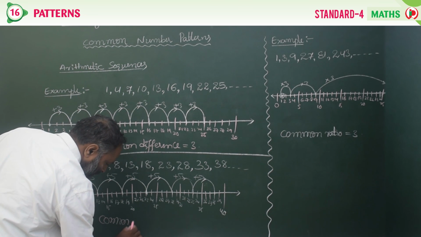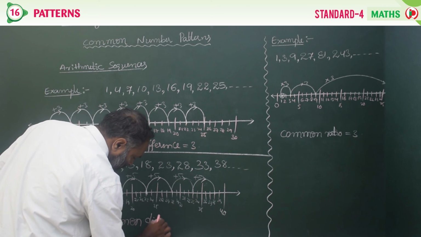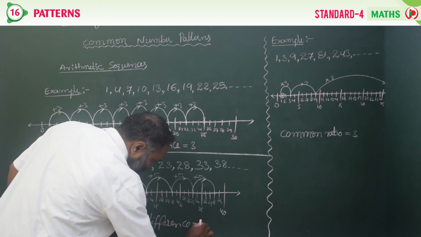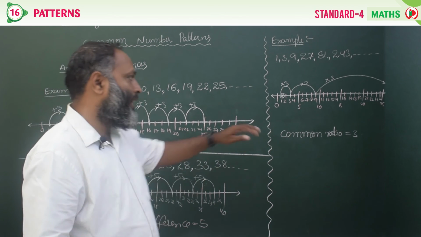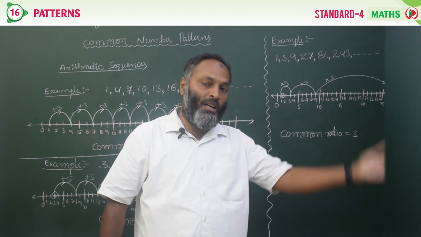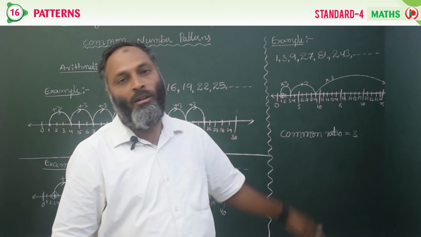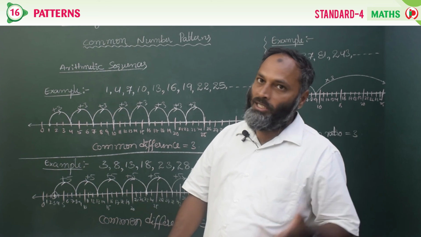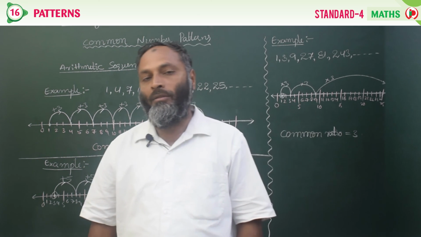Common difference here is 5. Here it is a common ratio. Why is it a ratio? Here we are multiplying. That is why here it is the common ratio. And where we add, for every consecutive number the difference is 5. So that is the common difference. Okay.